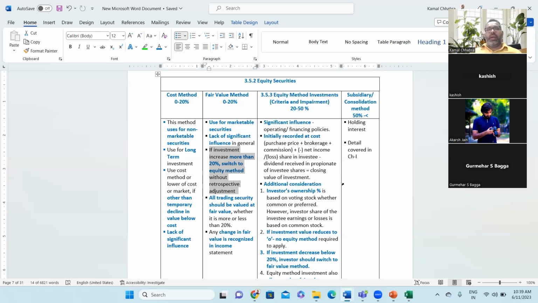So till 28th of February, you might be using the cost method or maybe the fair value method. But from 1st March, when you have acquired more than 20% stake, then onward you will be following the equity method of investment. Make sense? All trading securities should be valued at fair value, right? This is a thumb rule.